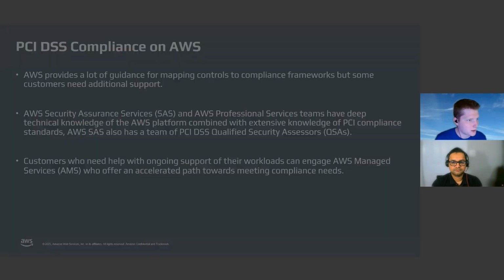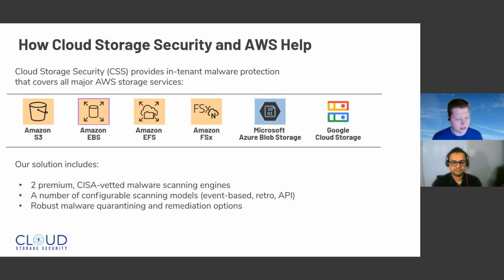With that being said, we're going to bring back up the slides and talk a little bit more about how both CSS and AWS can help you get compliant. So, how do we help? We do in-tenant malware protection for all major AWS storage services. This is important because if you have cardholder data in Amazon EBS and EFS, even in FSx, we'll provide the malware scanning for you so that you can go ahead and get compliant with PCI DSS version 4.